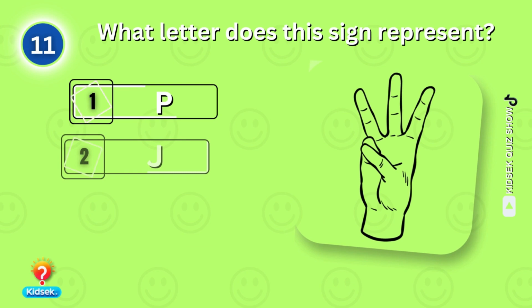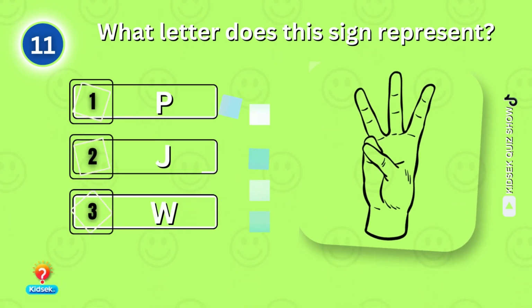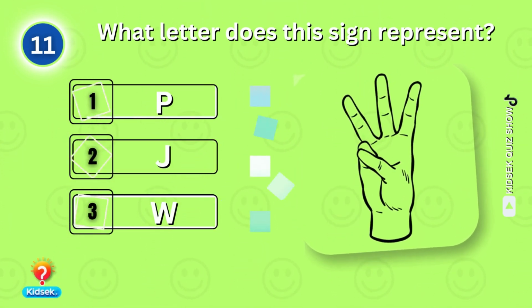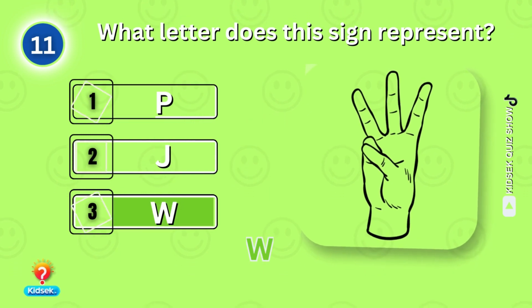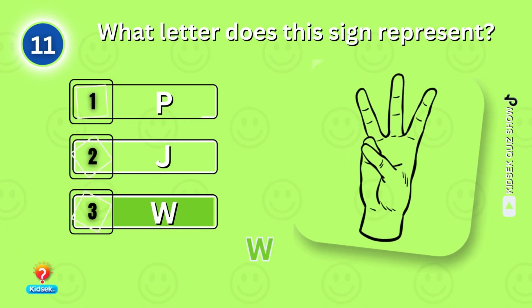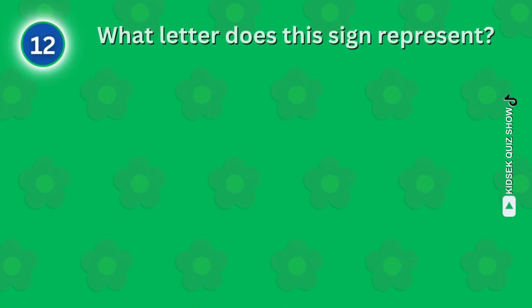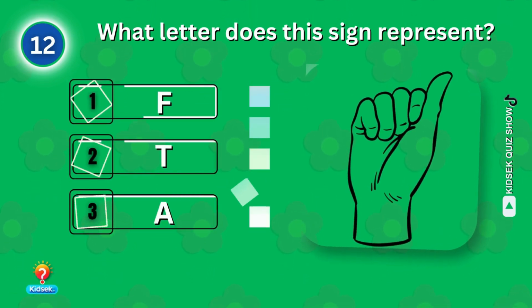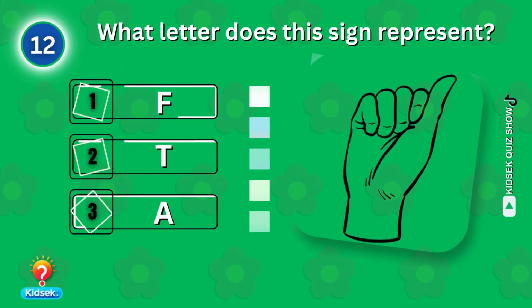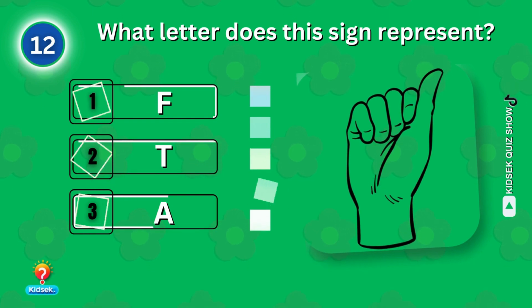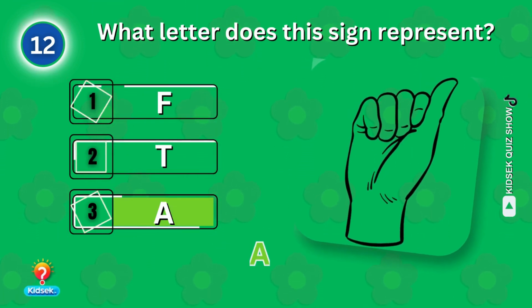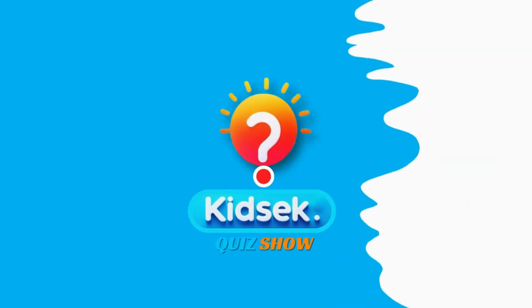What letter does this sign represent? It's not a number 3 sign, it's a W. Number 12. Can you guess the letter? It's A. Make sure that your thumb is to the side, not in the front.